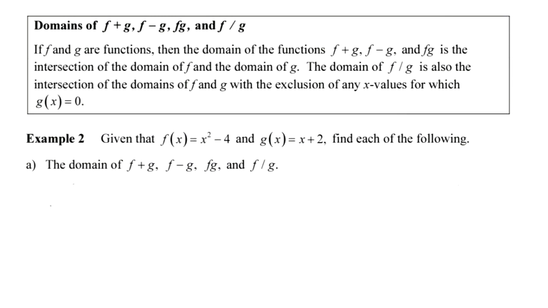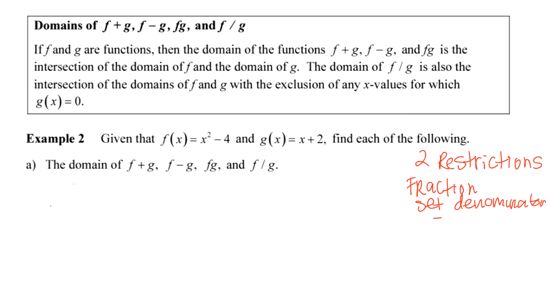On example 2, they want us to find the domain. So if you remember from earlier lessons, for the domain, we have 2 restrictions, if you can recall. And we have a fraction. We always have to set the denominator equal to 0, and then it cannot be that number.